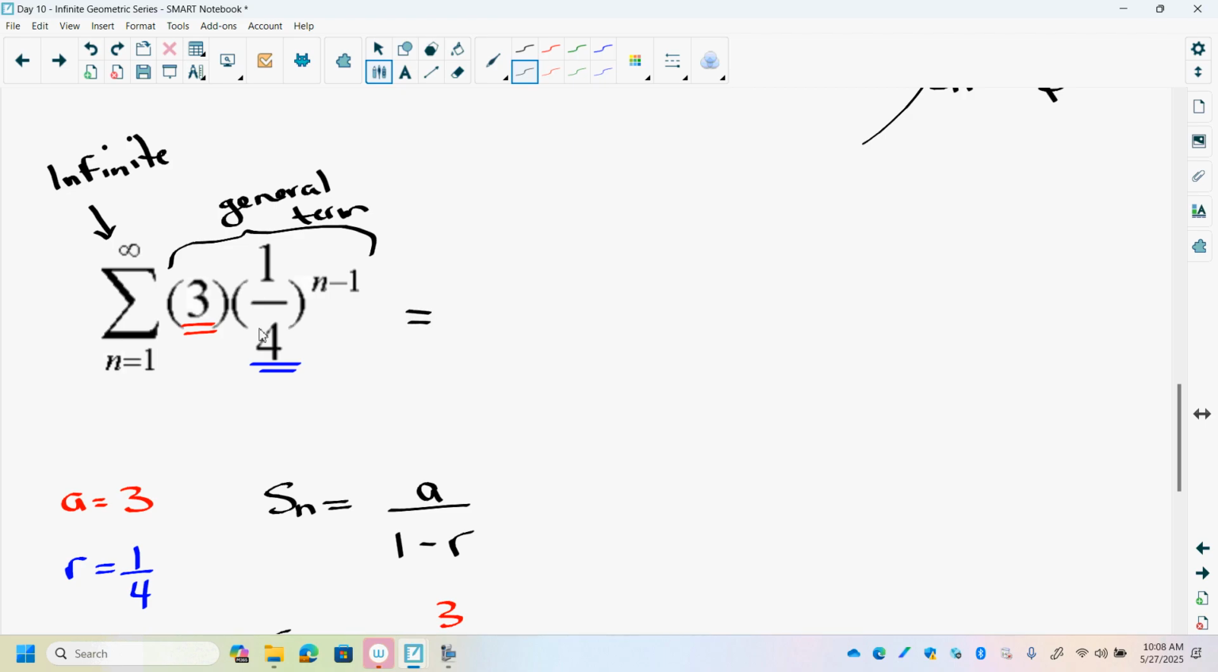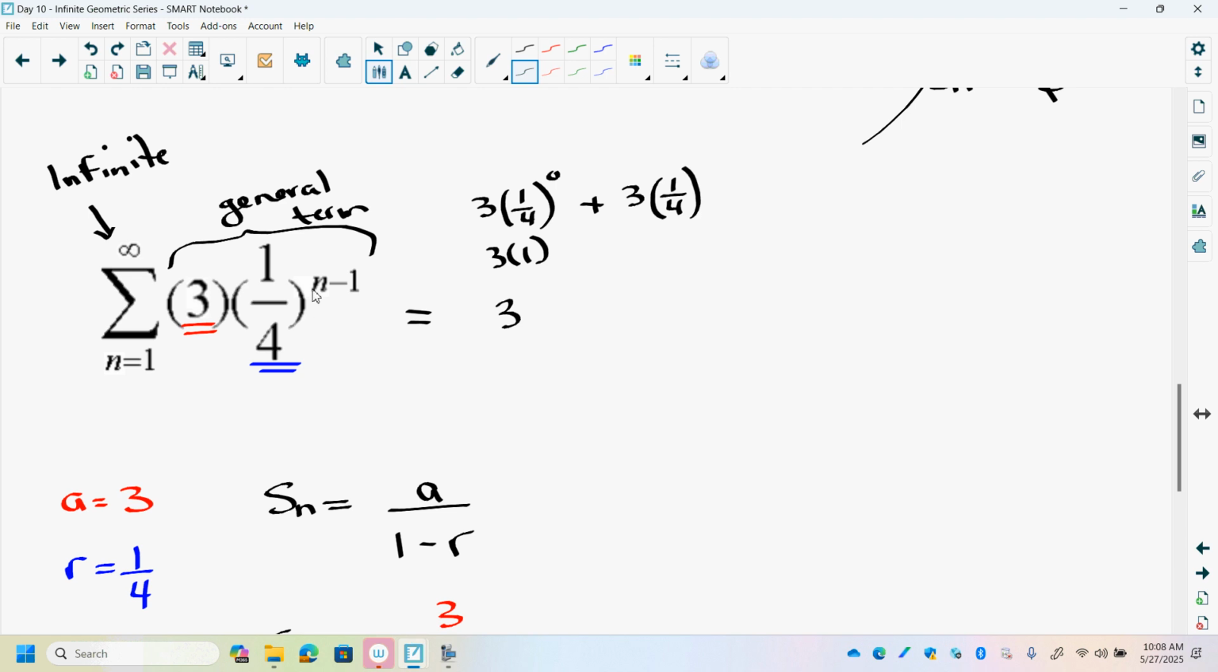Well, you could actually generate the first few terms and then pick out A, R that way. Like, what would the first term be? What would I fill in for an n value if I want the first term? A 1. So I'd have 3 times a quarter. What's 1 minus 1? Then I'd have 3 times 1, because a quarter to the power of 0, or anything to the power of 0, is what? It's a 1.